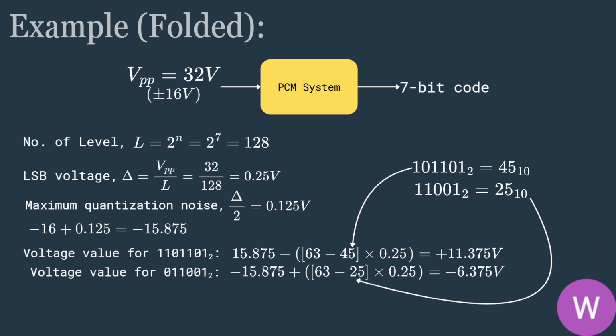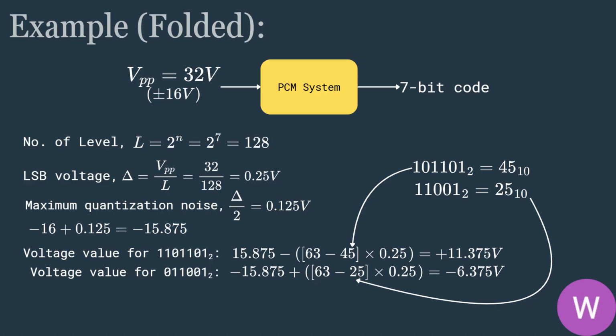Here is an example for folded uniform quantization. So we use back the same example as we discussed for the unfolded. V peak to peak is equal to 32 volt, goes through a PCM system and outputs a 7-bit code. So the terms that we calculated before: L quantization level equals 128, quantization interval equals 0.25, and the maximum quantization noise is equal to 0.125. And VKL, the lowest quantization value, is negative 15.875.